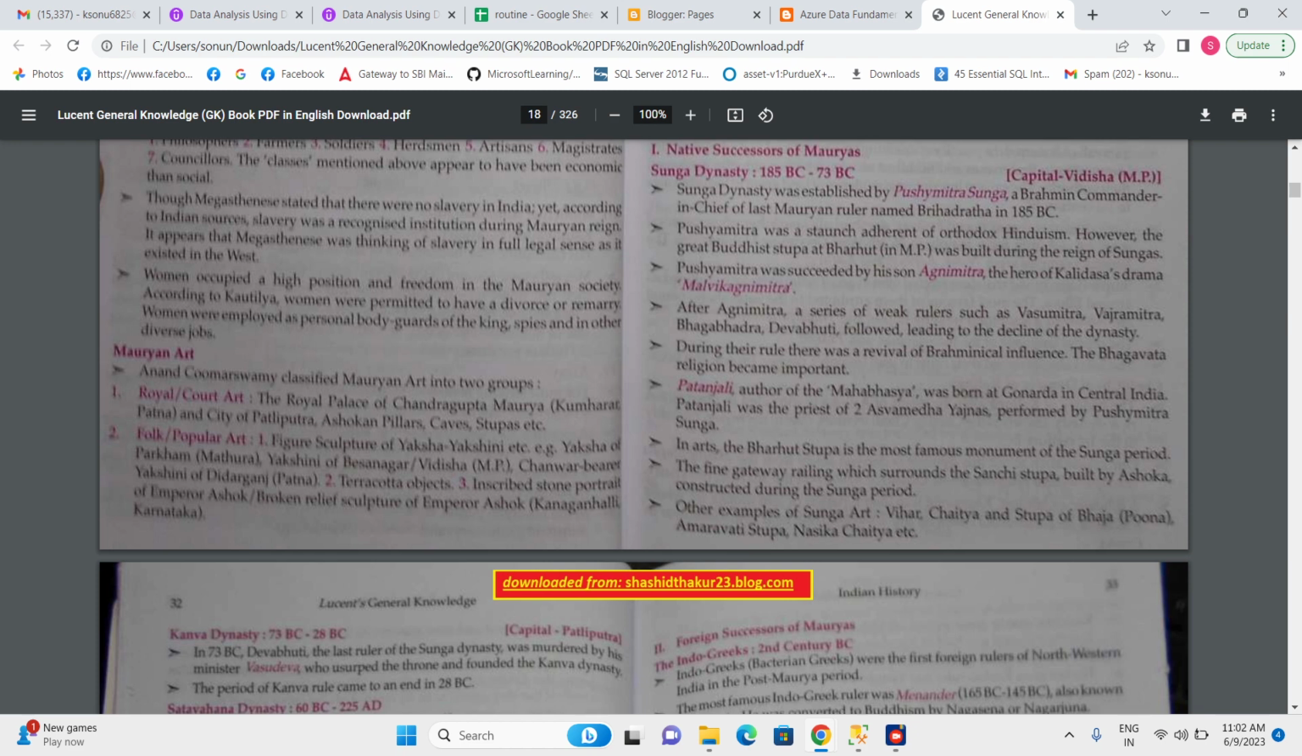Okay, now one of the important dynasties was the Kushan dynasty. The Kushan dynasty is a very important point in view of any examination, and the most important point about the Kushan dynasty is that the Kushan rulers controlled the Silk Route. So this is a very important point. The first ruler of the Kushan dynasty was Kadphises I or Kujul, and the second ruler was Kadphises II or Vema. So the Kushan ruler Vema also issued gold coin.